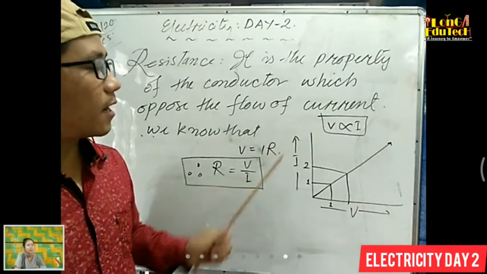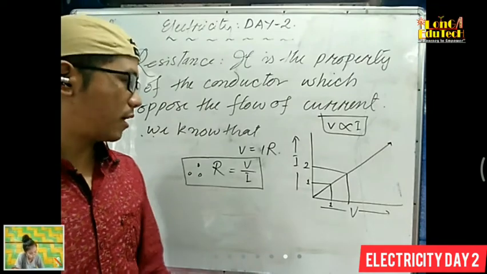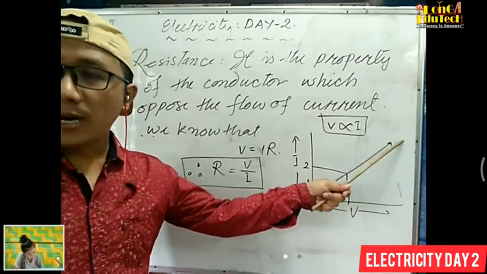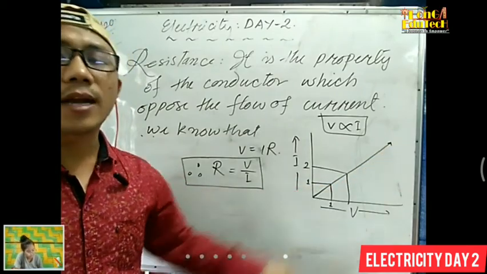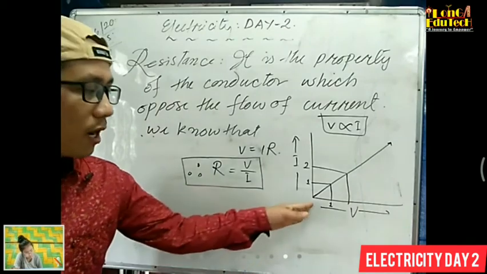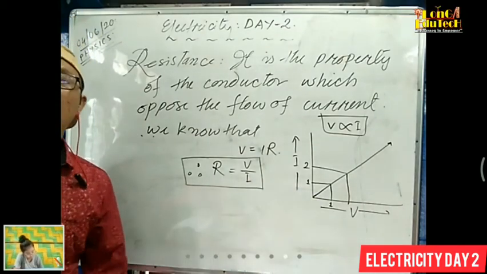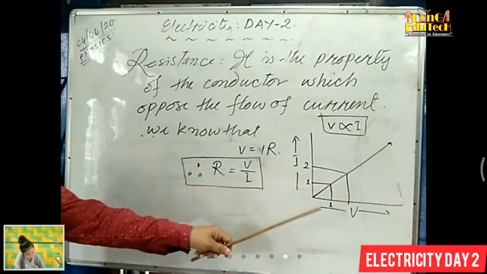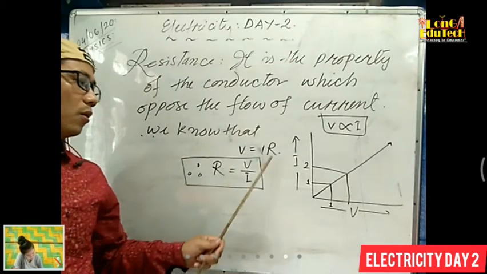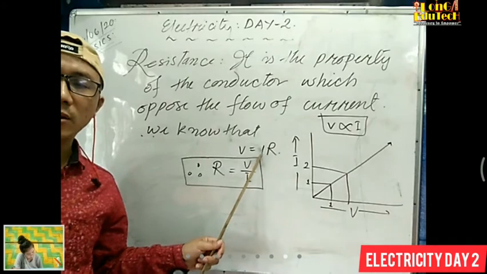So that's why, if we plot a graph between the current and the V for this resistance, the graph will be a straight line. The nature of the graph will be a straight line passing through the origin. So this is about this one. And from this Ohm's law you can find out the current also.